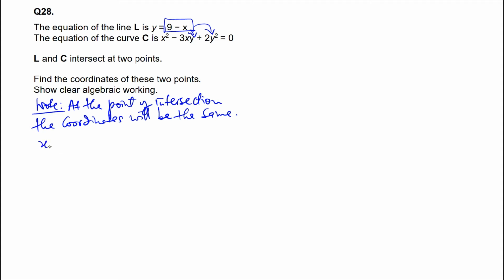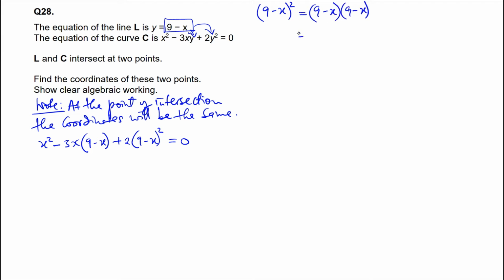x squared minus 3x, and in place of y we have 9 minus x, plus 2, and then in place of y you have 9 minus x squared is equal to 0. Now what you have to remember is 9 minus x squared is the same as 9 minus x multiplied by 9 minus x, which will be equal to 81 minus 9x minus 9x plus x squared, which will be 81 minus 18x plus x squared.